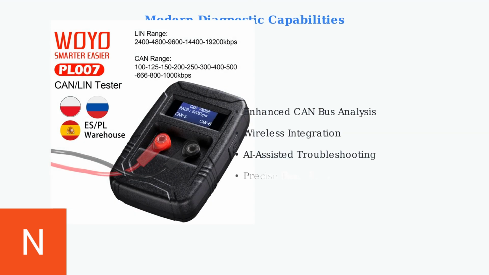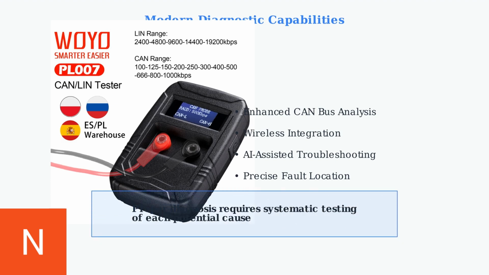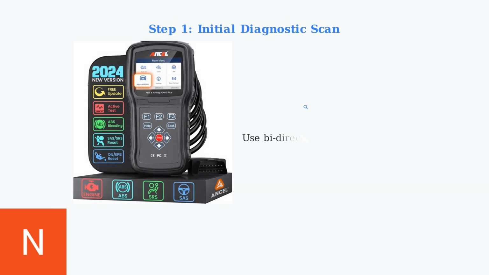Modern diagnostic tools have revolutionized U0121 troubleshooting. Enhanced CAN bus analyzers, wireless diagnostic integration, and AI-assisted troubleshooting help technicians pinpoint communication failures more precisely than ever before. Understanding these common causes and having the right diagnostic approach is essential for efficiently resolving U0121 communication errors and restoring proper ABS system operation.